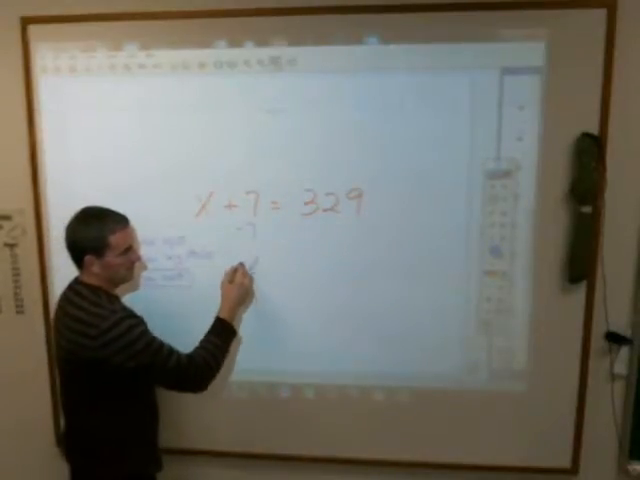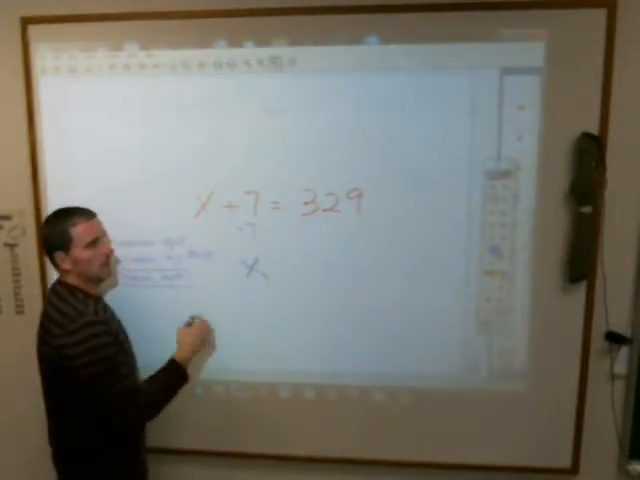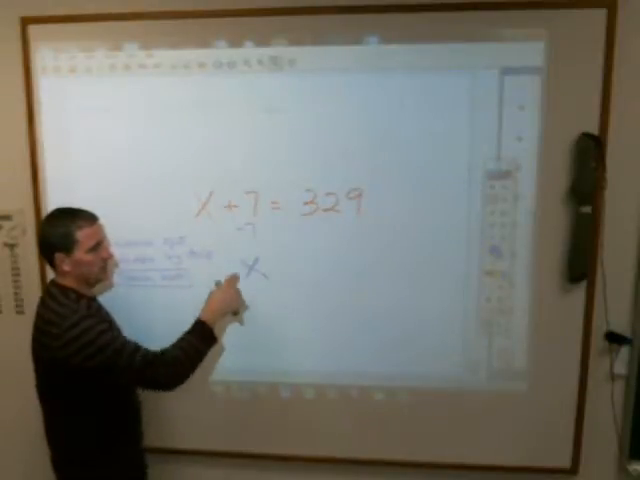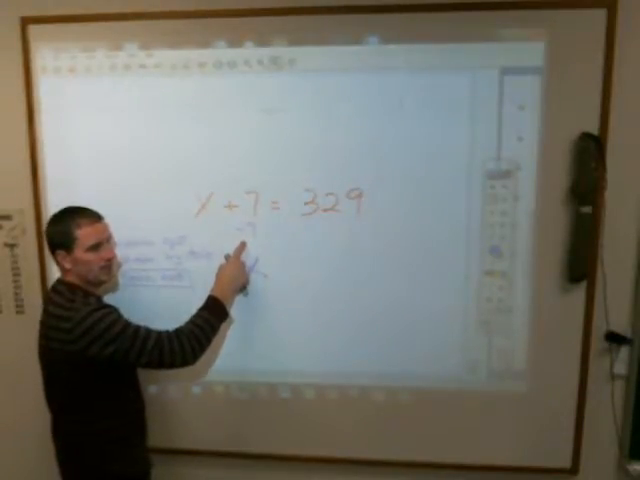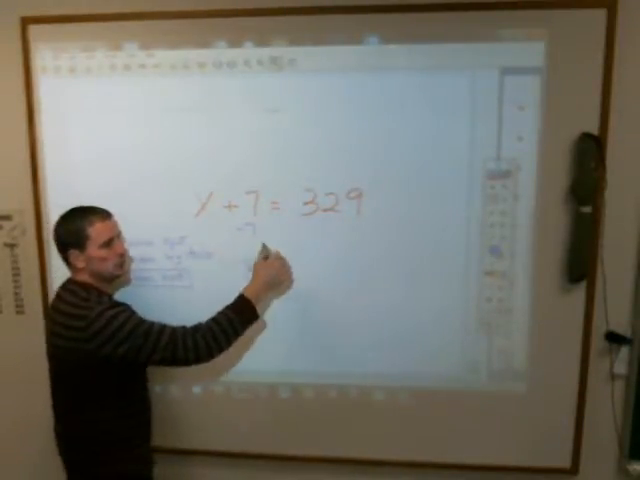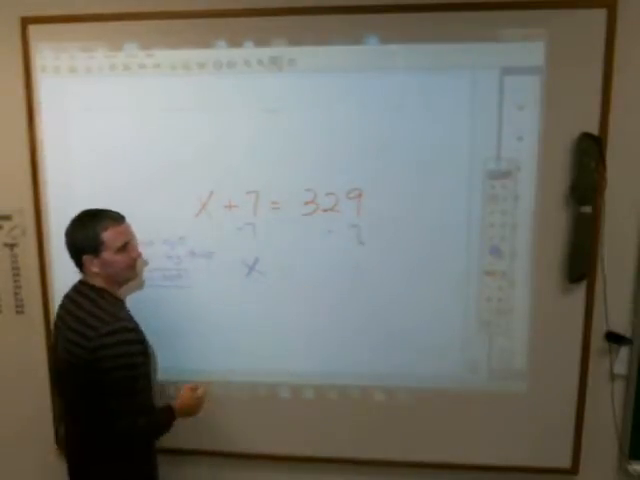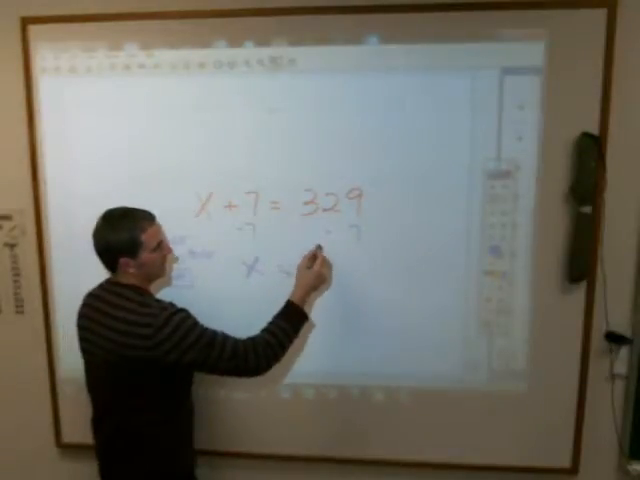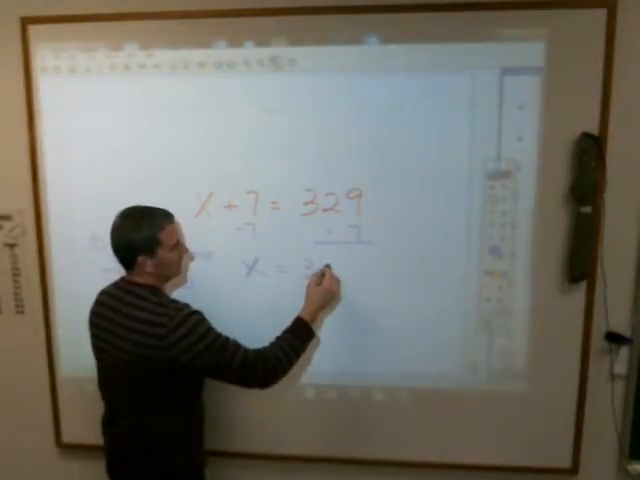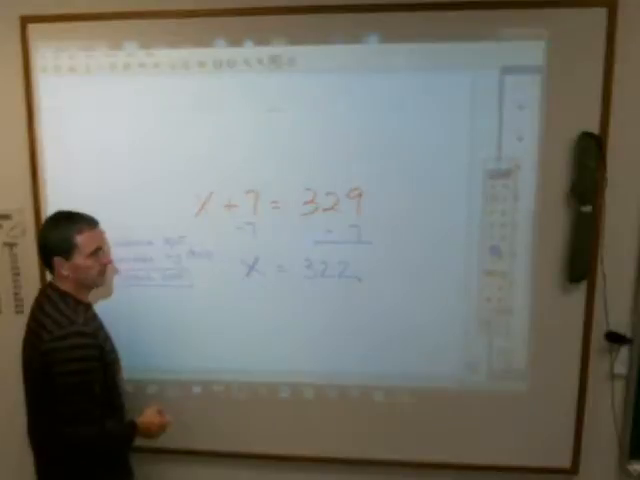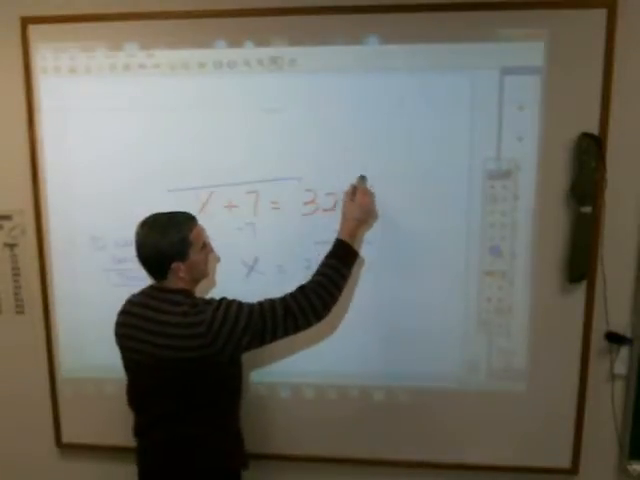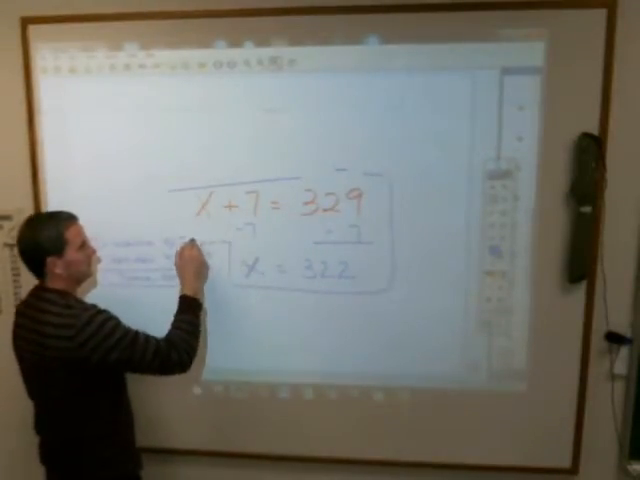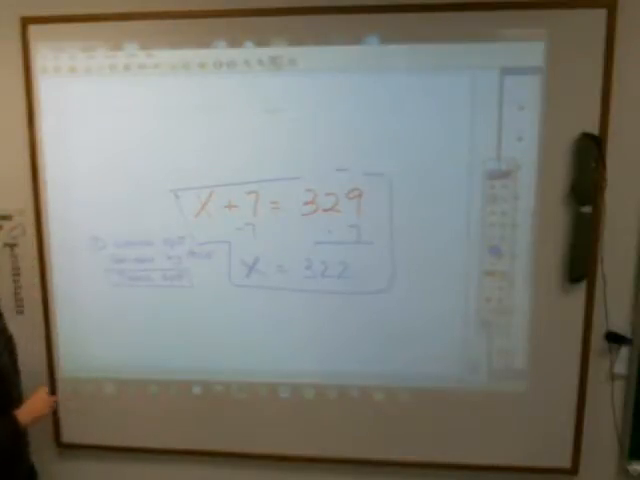However, ladies and gentlemen, I need to follow that rule I just set down. If I subtracted 7 from this side, I need to do the exact same thing to that side. Otherwise, it's not an equal equation anymore. So now if I just do my subtracting there, I get 322. And this, children, is what I need to see on your paper. We'll do thousands of them, so if you're slightly dazed and confused, don't worry.